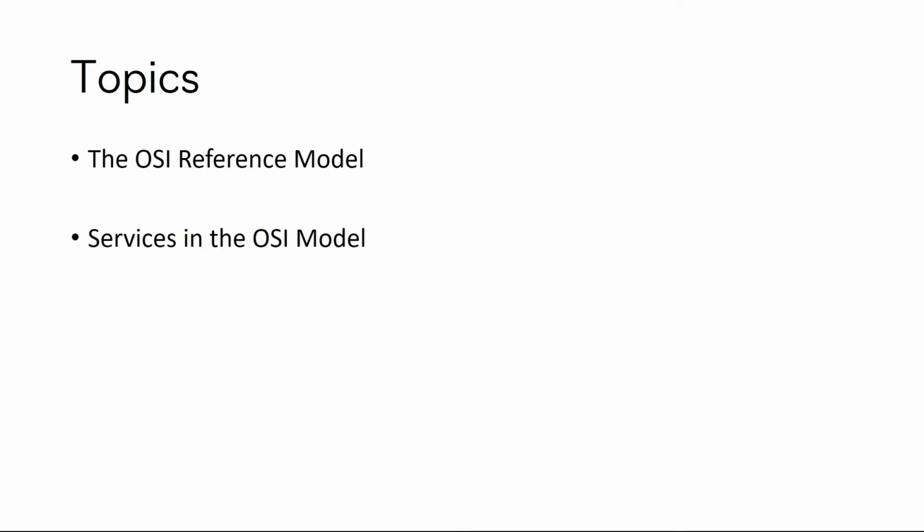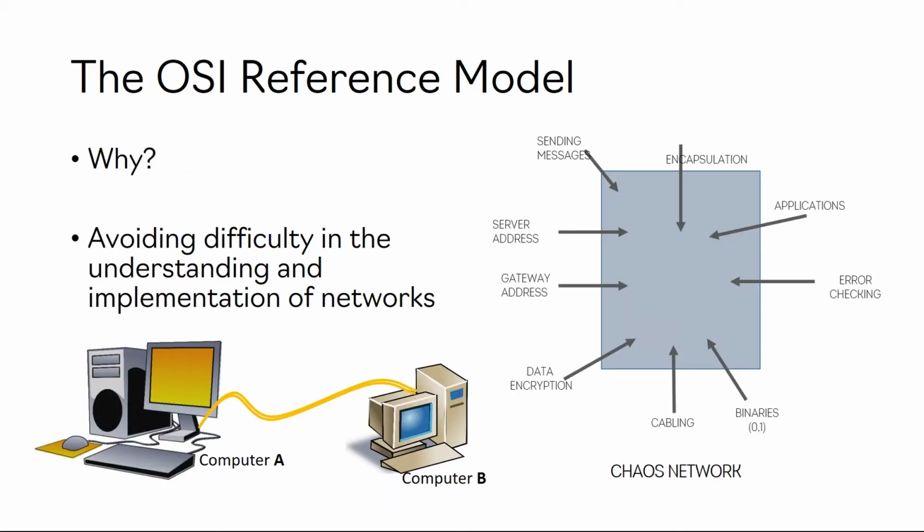So what's the OSI reference model? The OSI reference model was necessitated in order to avoid the difficulty of understanding and implementing networks. What do I mean by this? If you consider a network scenario as shown on the left of my screen here, computer A needs to communicate with computer B. So how do we get this to work without any glitches?